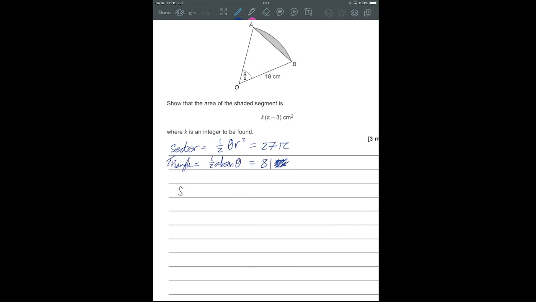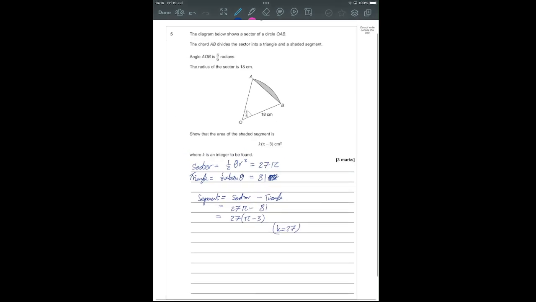So the segment is the sector minus the triangle, which is 27 pi minus 81. That's got a common factor of 27, pi minus 3, which is exactly the form that the question wanted it in, with k as 27.